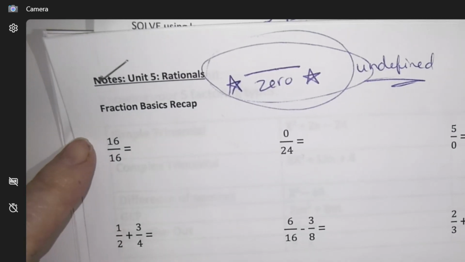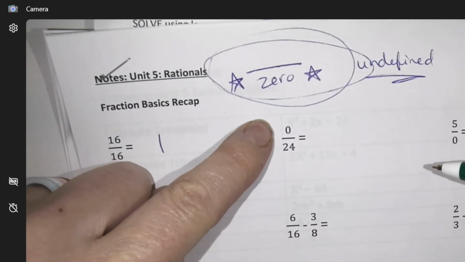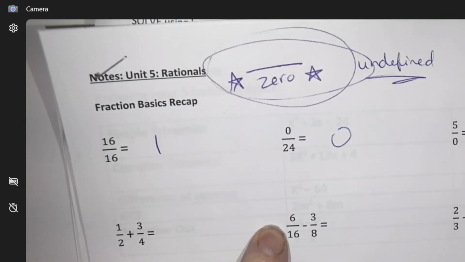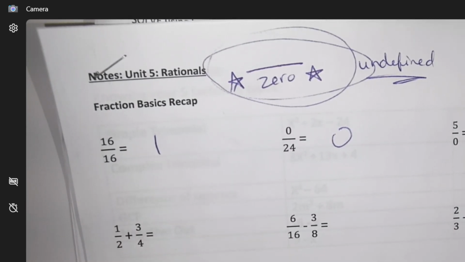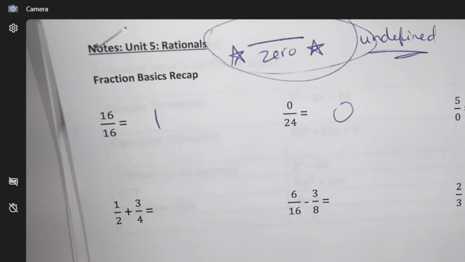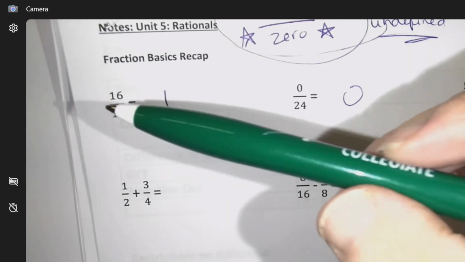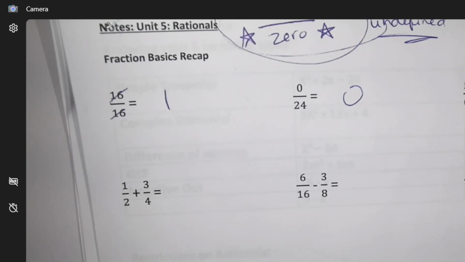So what's this? Anything divided by itself? One. Zero divided by anything? Zero. Anything divided by zero? Undefined. Okay, so those are some common themes. We're going to get into something here. When something is the same, divided by the same, it cancels. I don't know if you've ever heard that word with fractions. You cancel something, canceling makes one.